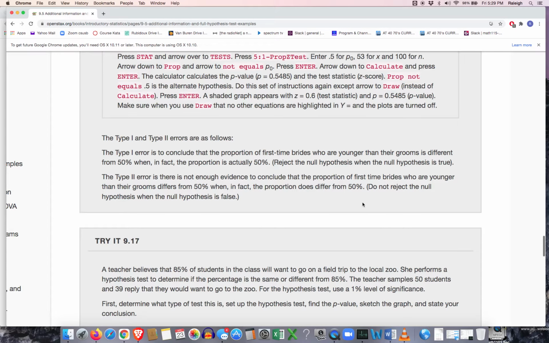Okay, here's example 9.18. A consumer group suspects that the proportion of households that have 3 cell phones is 30%. Okay, whatever. A cell phone company has reason to believe that it is not 30%. They didn't say greater, they could have said is 30%, it could have said any one of several things, but this is one of those two-tailed test situations. Before they start a big advertising campaign, they do a hypothesis test and survey 150 households, and the result shows 43 have exactly 3 cell phones.